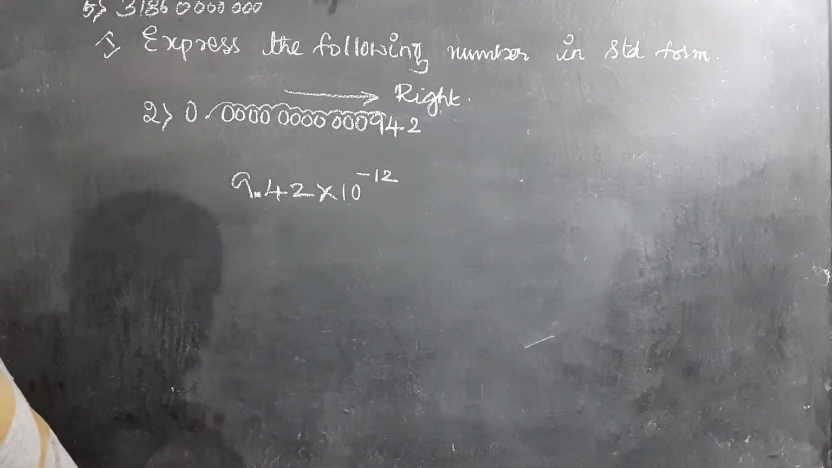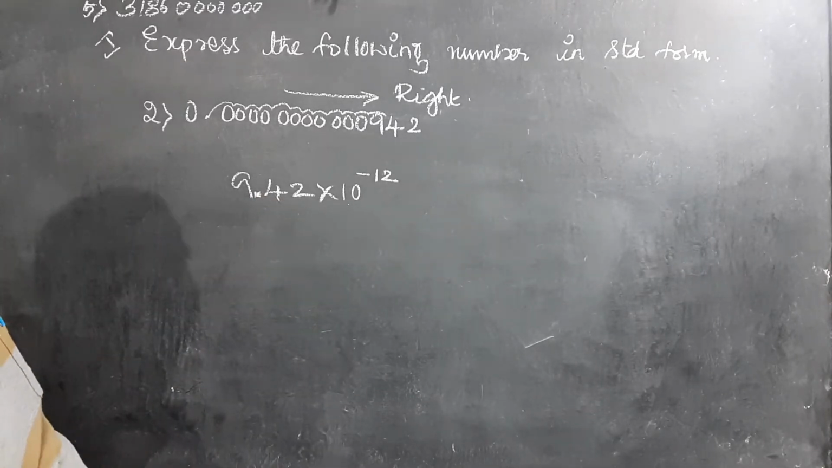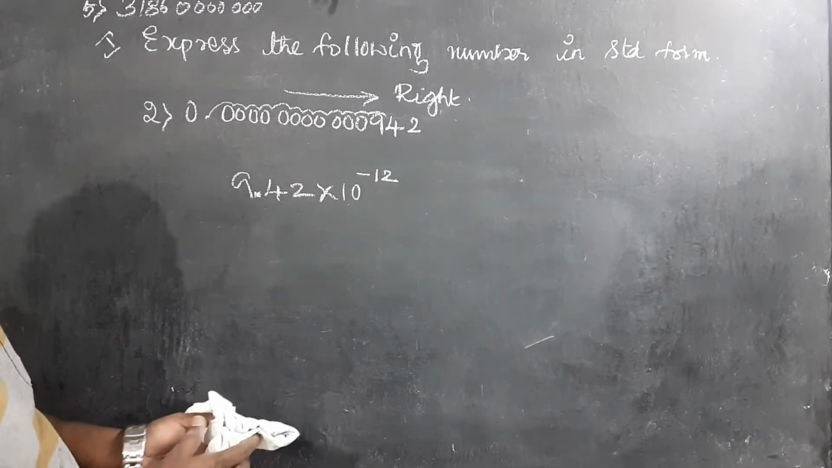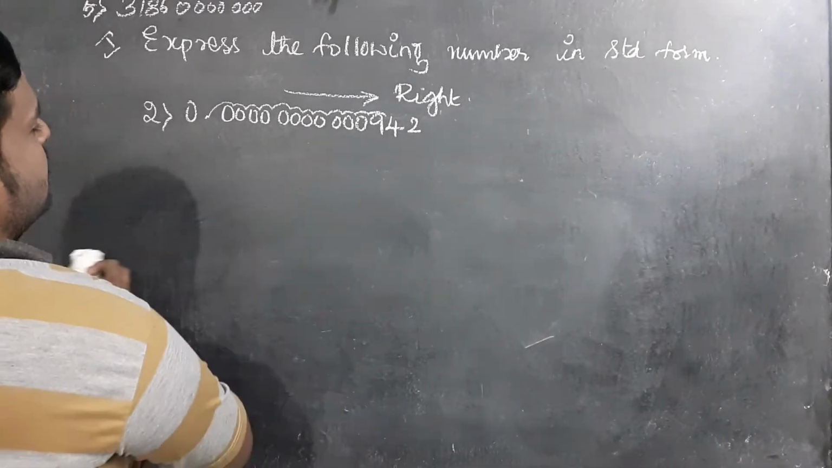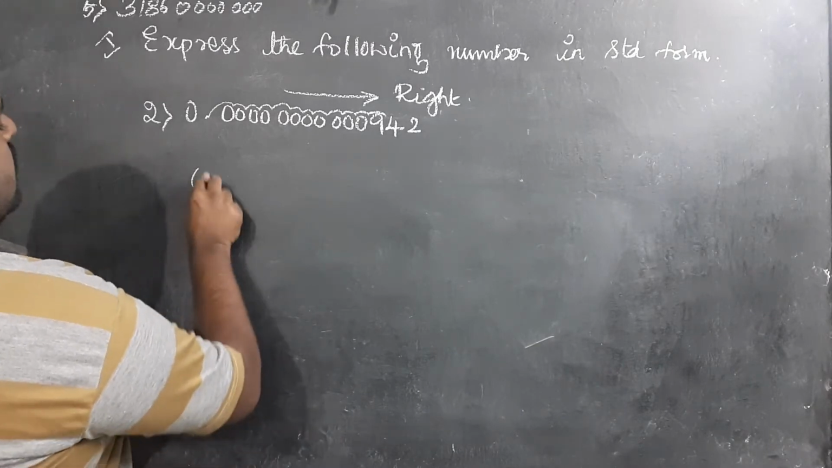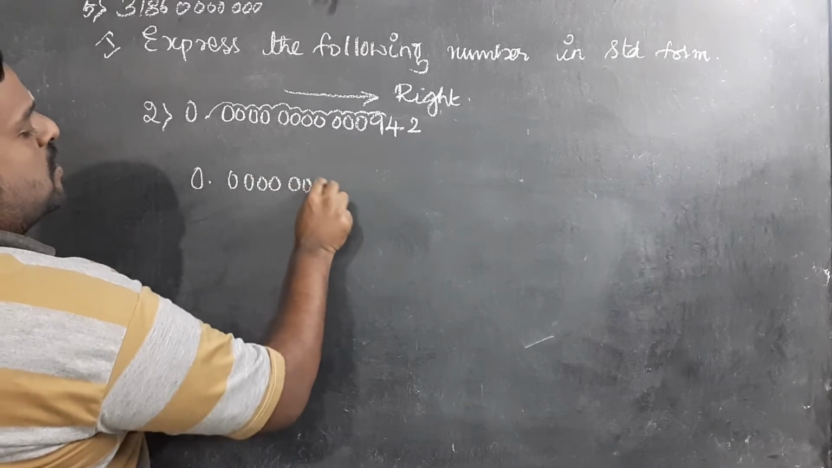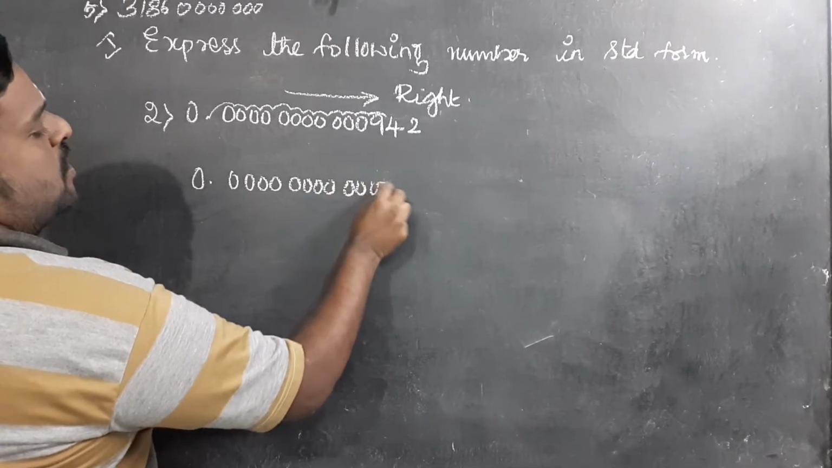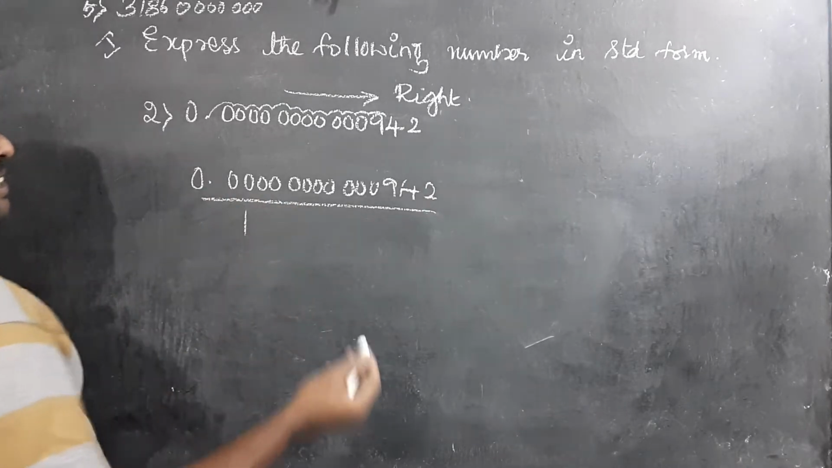Or one if you can do in such a way. This is a direct one, you will get answer. 9.42 into 10 to the power of minus 12. Or we know that, see, that is 0.000000000942. So any number divided by 1, the answer is same.